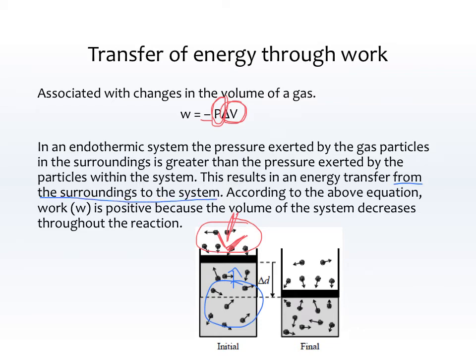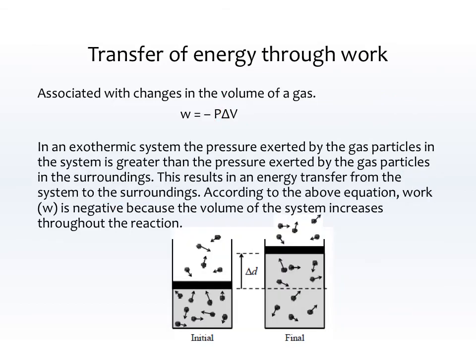According to the above equation, work is going to be positive because the volume of the system decreases throughout the reaction. Work is positive because energy is going into the system from the surroundings. Work is negative pressure times a change in volume. The change in volume will be negative, so you'll get a positive value for work. In an exothermic system, this picture is on the bottom on the right-hand side, the pressure exerted by the gas particles in the system here is much greater than the pressure exerted by the gas particles in the surroundings.